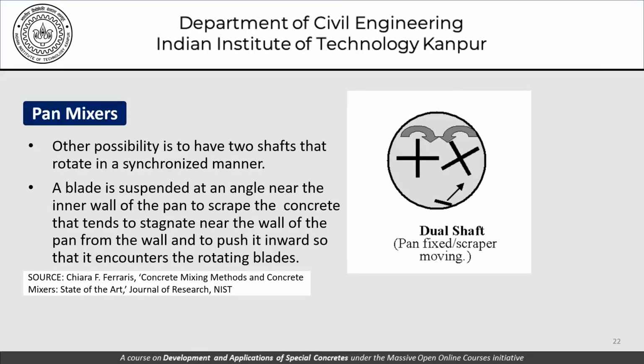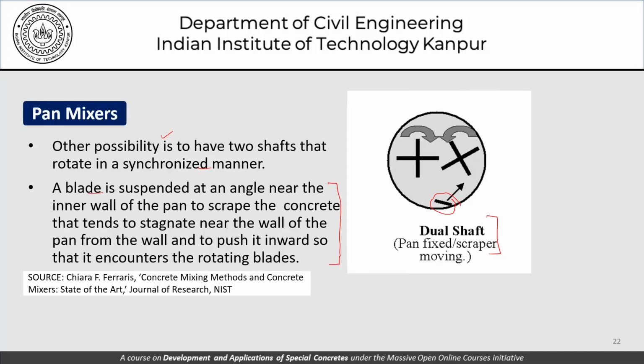This one is another type of pan mixer where we have a dual shaft, that is we have two shafts. The other possibility as is listed here is to have two shafts that rotate in a synchronized manner. A blade is suspended at an angle near the inner wall of the pan to scrape the concrete that tends to stagnate near the walls of the pan and to push it inwards so that it encounters the rotating blades. Now what this discussion is sensitizing us towards is the importance of this scraper or what is called a blade here.